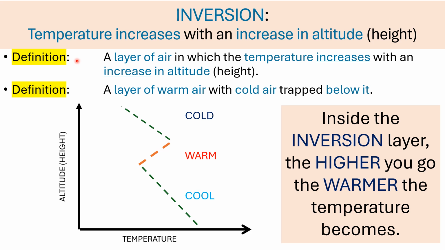There are two possible ways in which you could define an inversion layer. It could be described as a layer of air in which the temperature increases with an increase in height or altitude, or you could also say that it is a layer of warm air with cold air that is trapped below it. This inversion layer plays an important role in the rainfall patterns experienced over the interior of South Africa in winter and in summer.